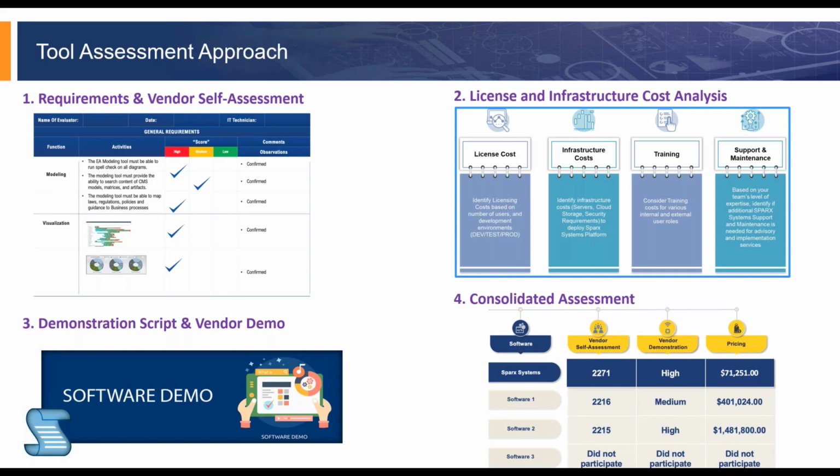Product number 2, license and infrastructure cost analysis. There are 4 different cost areas that were considered when getting pricing information from the vendors: the license types and costs, the infrastructure costs, which include servers, cloud storage, and security requirements to deploy the Sparx platform in your environment, training costs, which I highly recommend you include in your pricing model, and finally, the Sparx System support and maintenance costs.